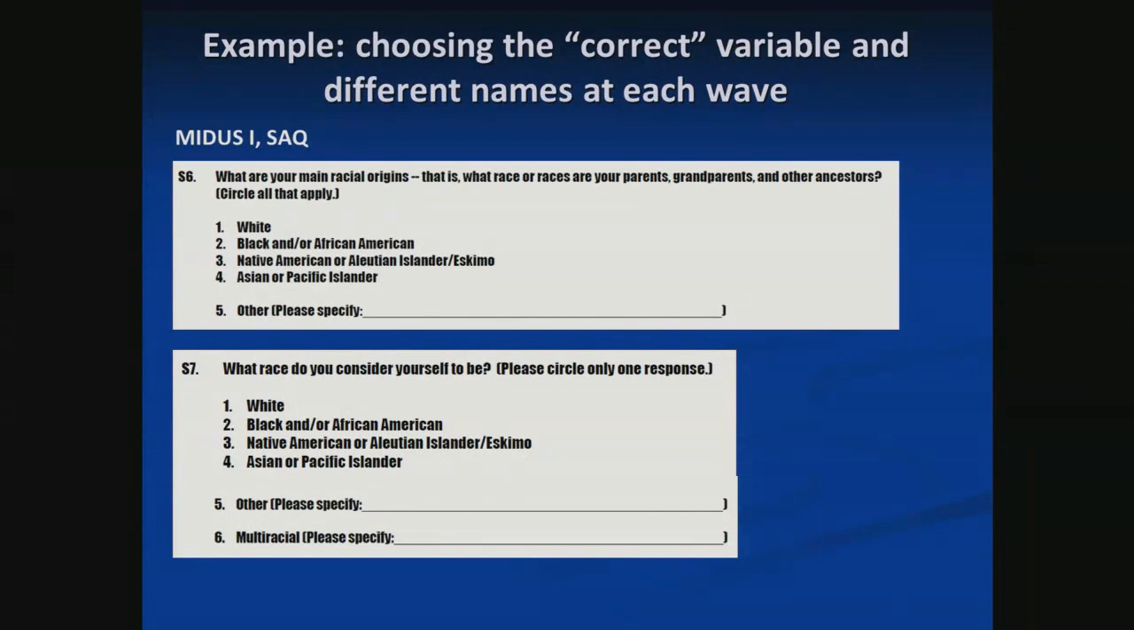All right. Now, in the second MIDAS, and this is harder to read, but I'll tell you what it says. They collected this by phone, not a self-administered questionnaire, so it's already different in terms of how it was collected. The first question they asked is, what is your main racial origin? That is the race or races of your parents, grandparents, and others. So that's similar to that other question.